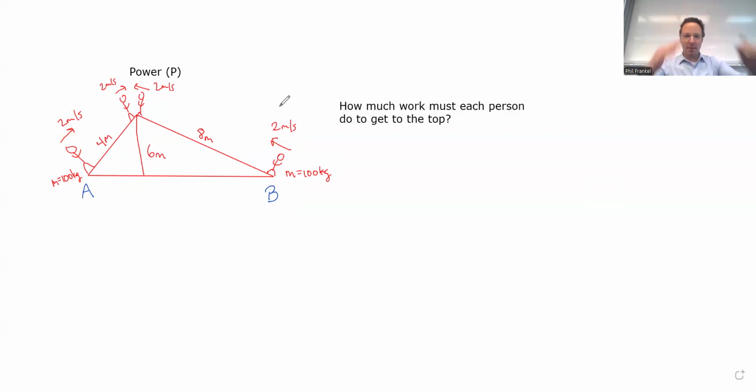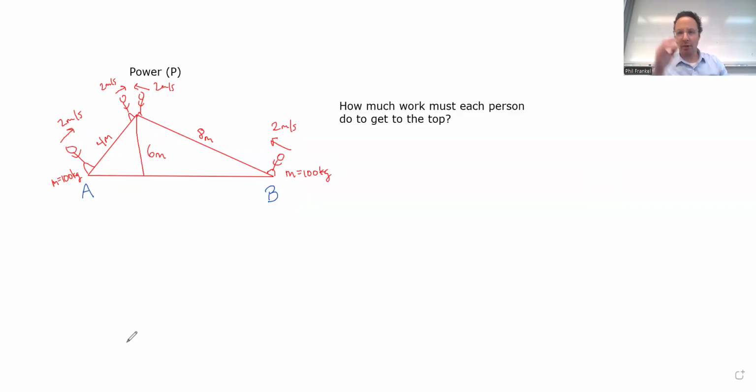They're each going to run at a constant speed of 2 meters per second up this ramp. And eventually they'll meet at the top, still running into each other at 2 meters per second. So the question we want to consider is how much work does each person need to do to get to the top? And you could think about work as force times distance.